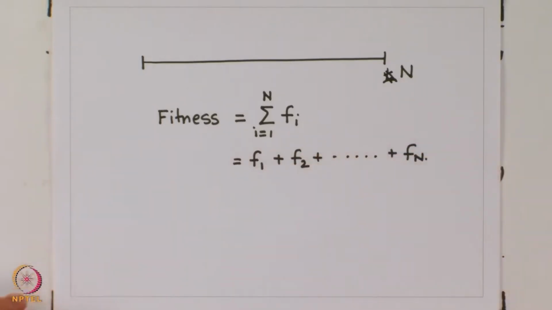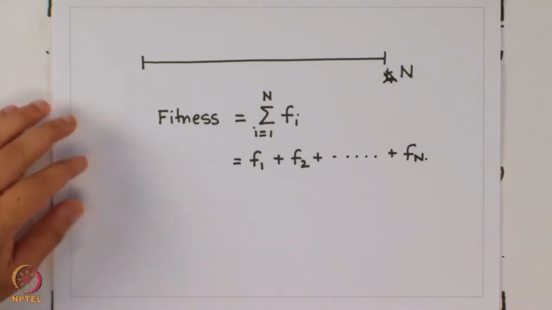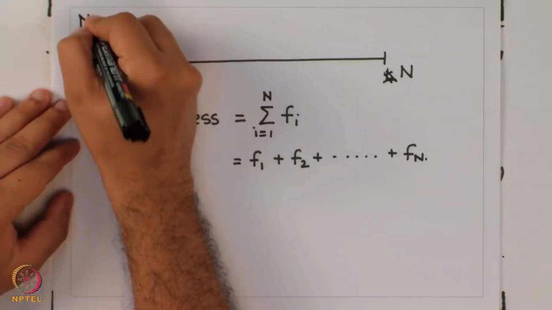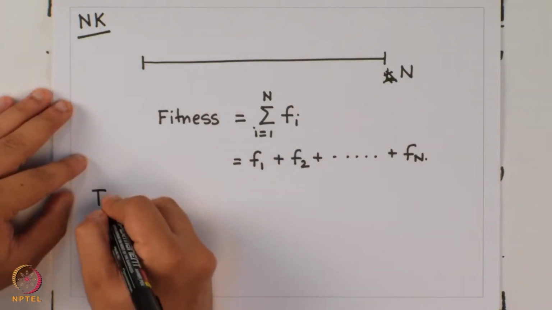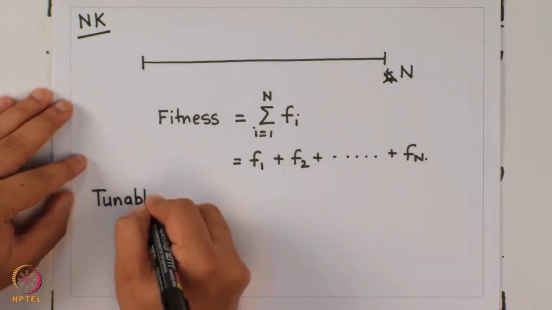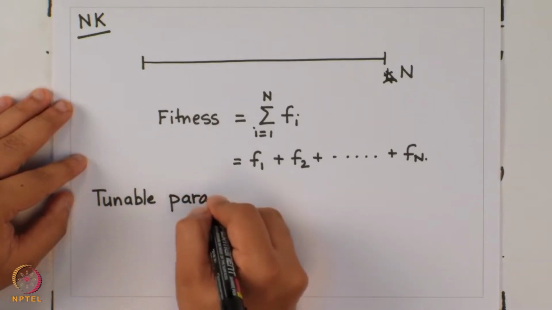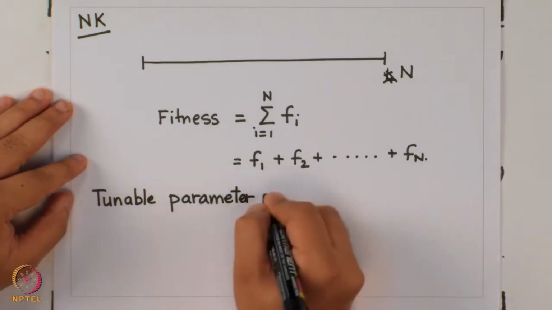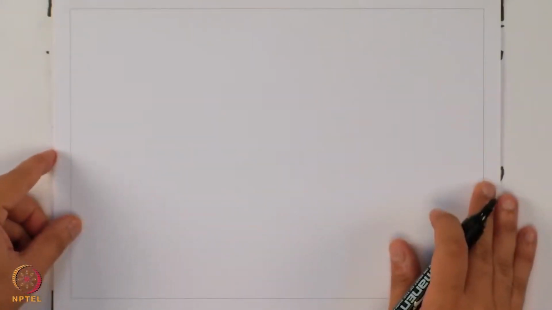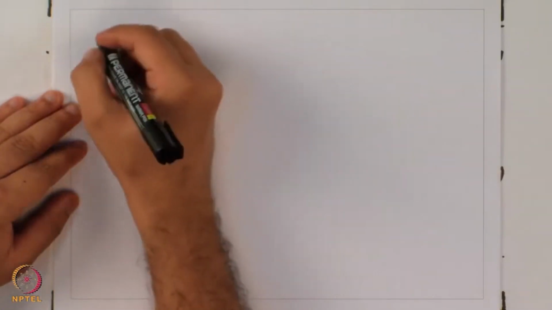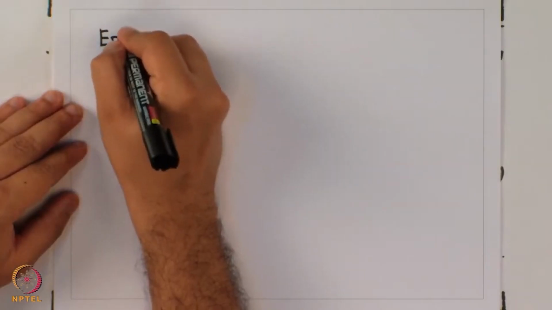So, this is pretty straightforward, but what this model allows you to do is that in addition to this, it gives you a tunable parameter which is called K. So, remember these are called NK models. This is where the N comes from, and the tunable parameter is called K. And we will try and understand what this represents. What this represents is something which is experimentally observed very frequently in fitness landscapes, which is called epistasis.